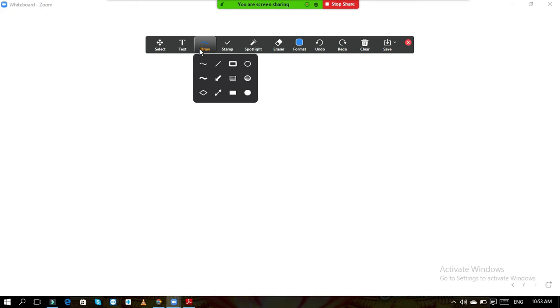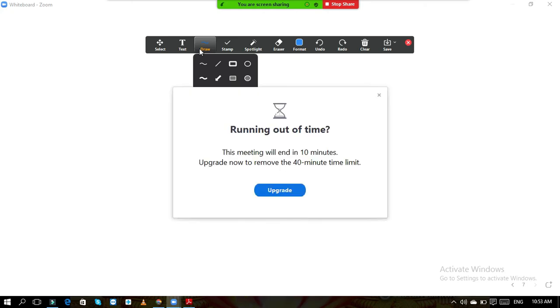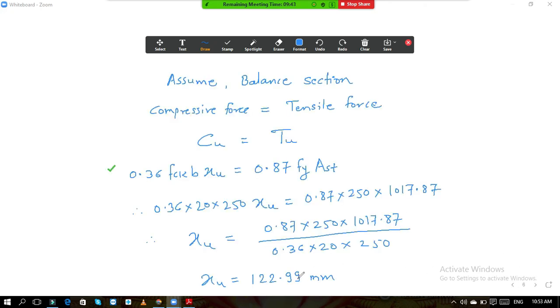To calculate the moment of resistance, first we need to categorize whether the section is an under reinforced section, over reinforced section, or balanced section. We need to see which type of section it is. Now we have the value of XU, which we have already calculated.